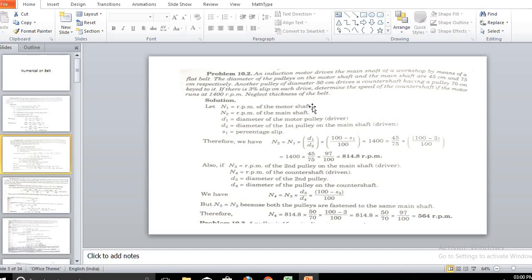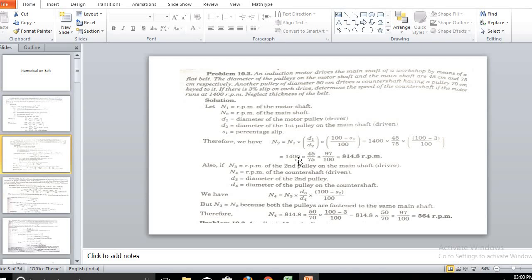The thickness of the belt is neglected here, so D1 plus T and D2 plus T are absent. Again, N1 is the RPM of the motor shaft, N2 is the RPM of the main shaft, D1 is the diameter of the motor pulley, D2 is the diameter of the first pulley on the main shaft, and S is the percentage slip. If percentage slip is given, you introduce this bracket. If it is not given, this bracket is absent.